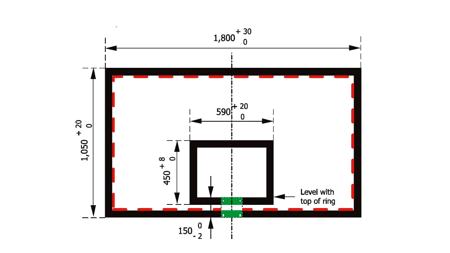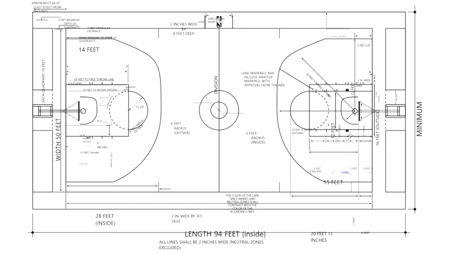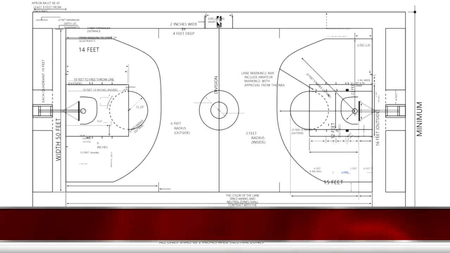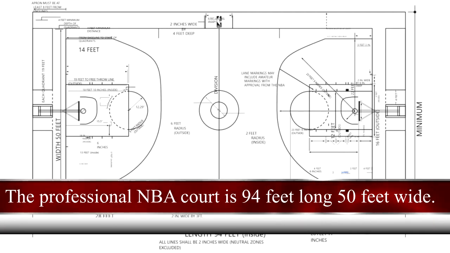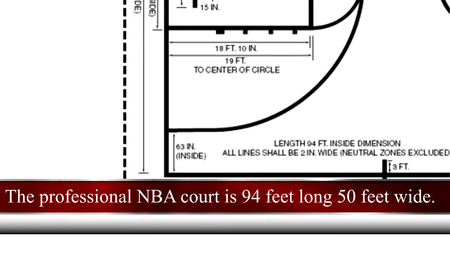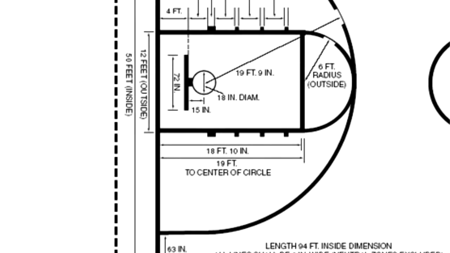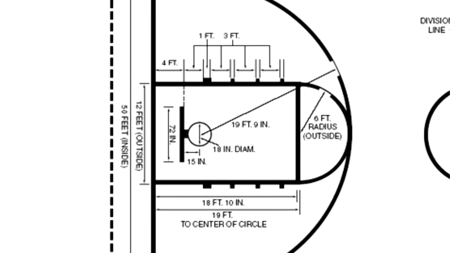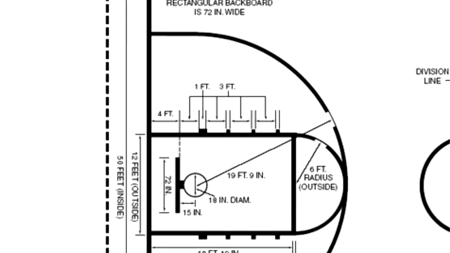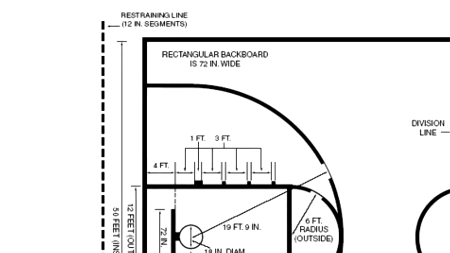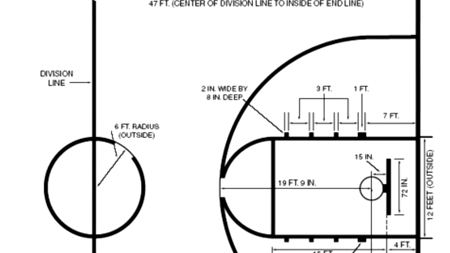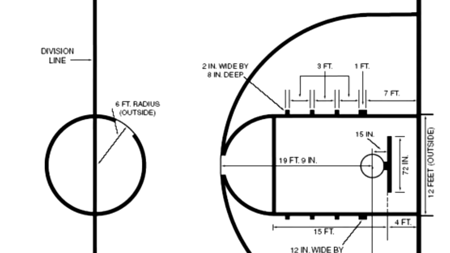So when we think about lines and the dimensions of the court, it is a mirror image of each other. The professional NBA court is 94 feet long, 50 feet wide. First, you've got the sidelines. The sidelines, or the boundary lines running alongside the length of the court, are determined by the full length of the court, which run normally 50 feet wide along with the baseline. And in line, it establishes the size of the playing area.